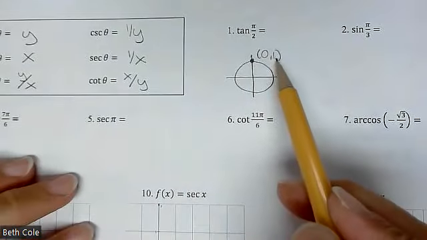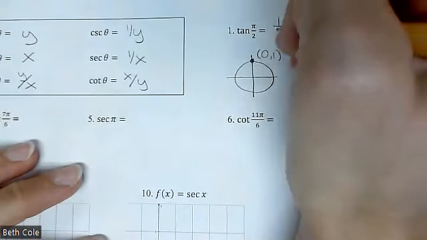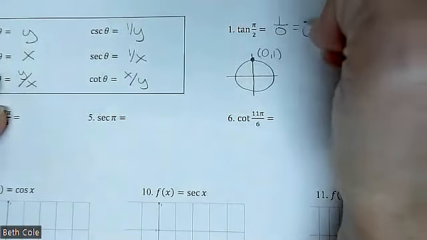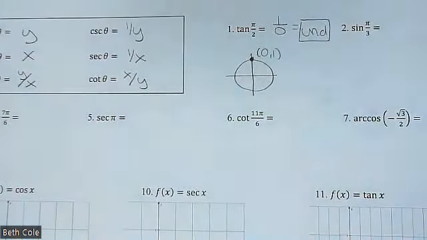Now tangent is y over x. So that's going to be 1 over 0. And I know then everyone has this crisis. Oh my gosh, is it 0 or is it undefined? Well, it is one or the other. It's undefined because you can't divide by 0. And that means if you graph it, which we're going to do later if you look at number 11, what does that mean the graph has at pi over 2? An asymptote.